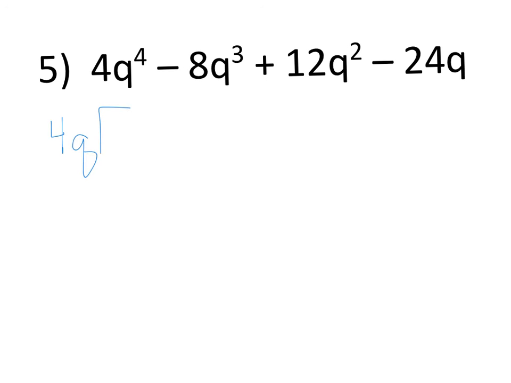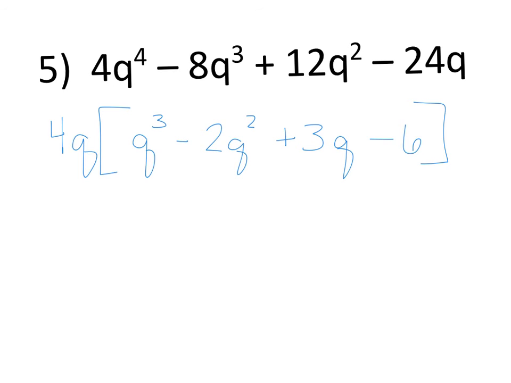Now I'm going to go ahead and put a squared off bracket just because I think it's easier to see. So now if I pull out a 4 and a Q, I have 3 Q's left here. 8 divided by 4 is 2. There would be 2 Q's left over. 12 divided by 4 is 3 with 1 Q left over. And then negative 24 divided by 4 is negative 6. The Q got pulled out. Okay, so that's what that looks like when you're pulling a GCF out of all 4 parts.